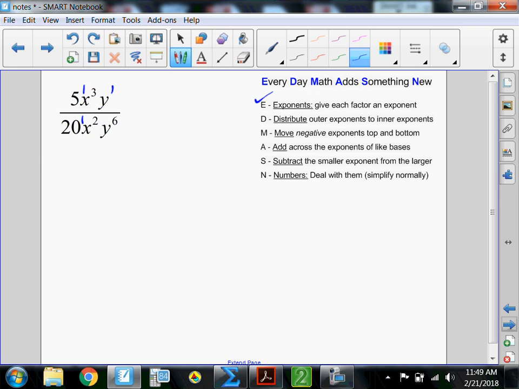D, distribute outer exponents to inner exponents. That's when I have parentheses with an exponent. I don't have any parentheses, so that's done. Move negative exponents top to bottom. I don't have any negative exponents.